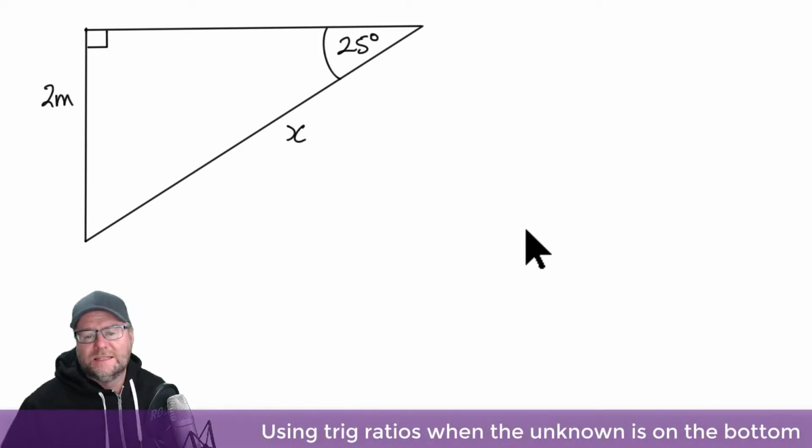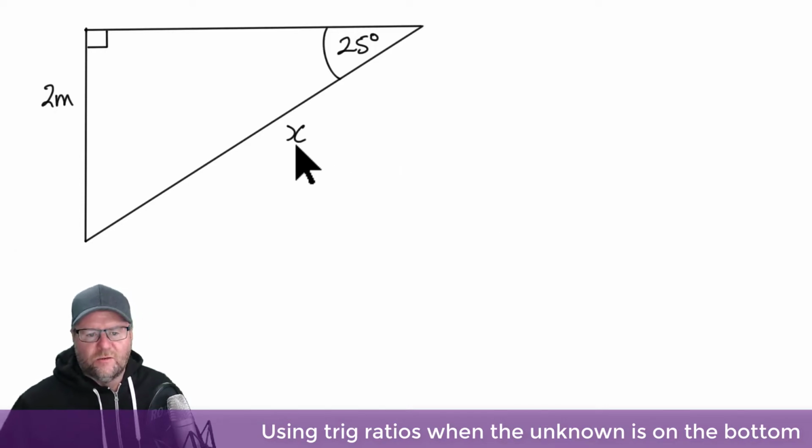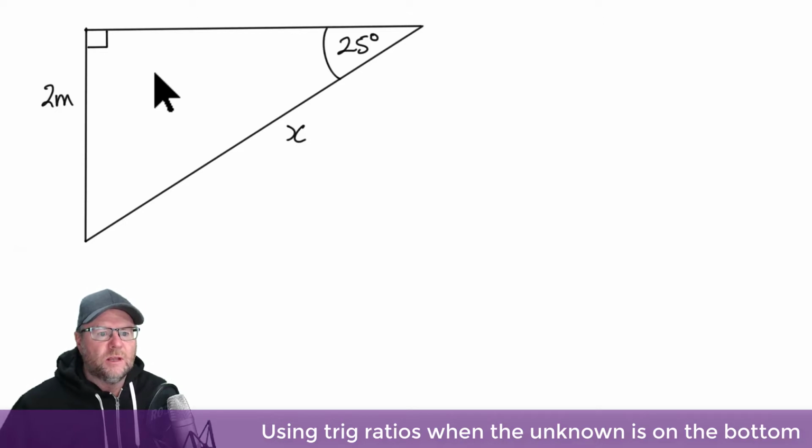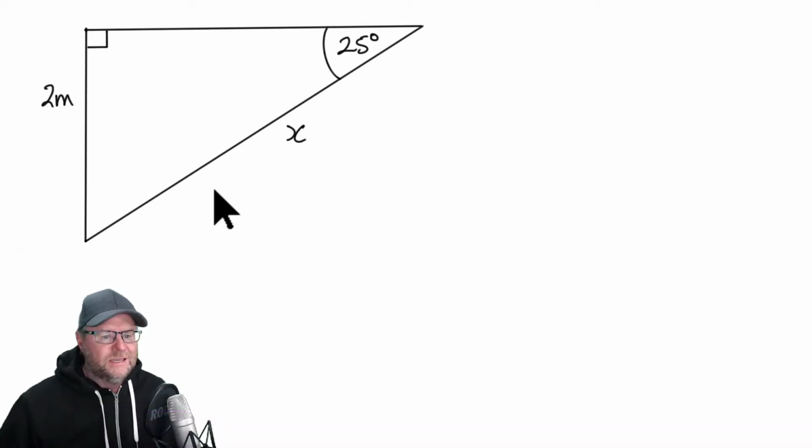Well, g'day guys. We are going to continue our conversation about how we use trigonometric ratios, sine, cos, and tan, to find the lengths of unknown sides in right-angled triangles. Now remember, these only apply when we're working with right-angled triangles. So here's one here. We're given some information about this side.